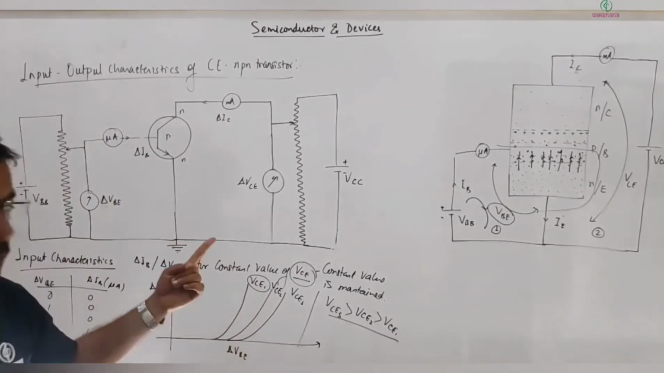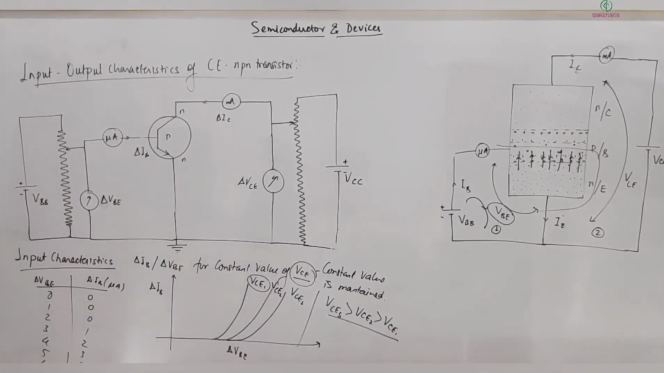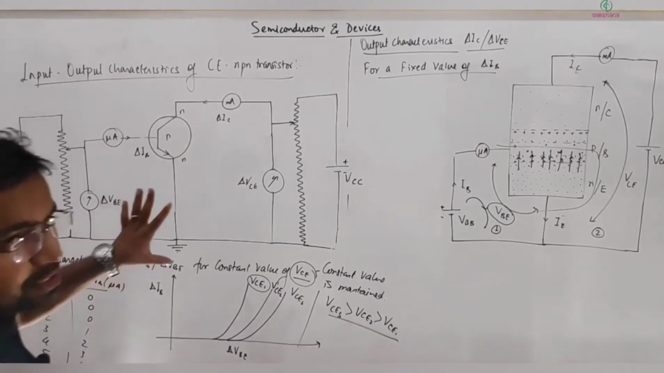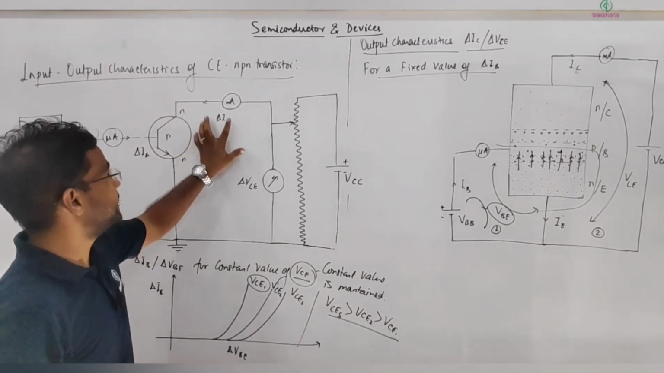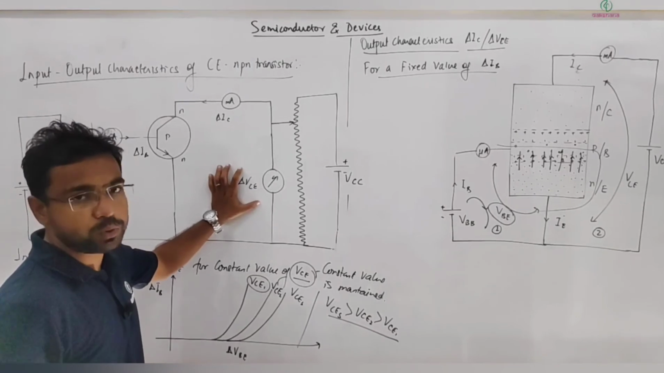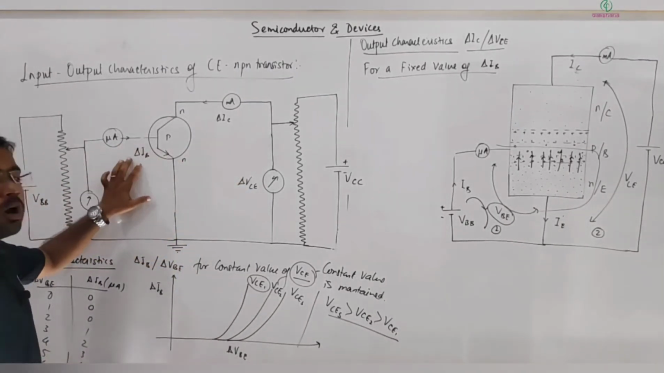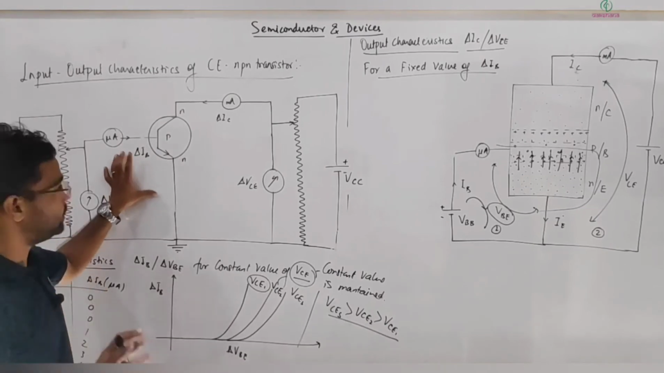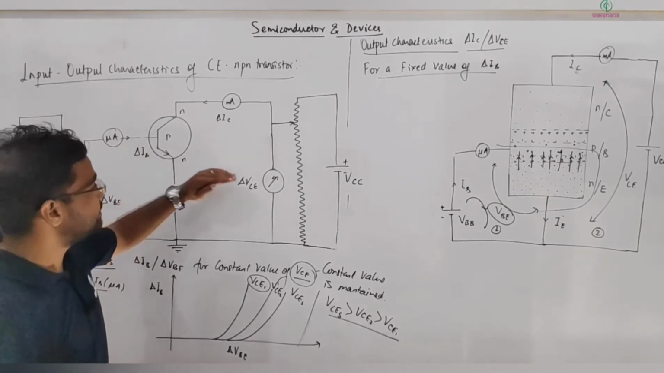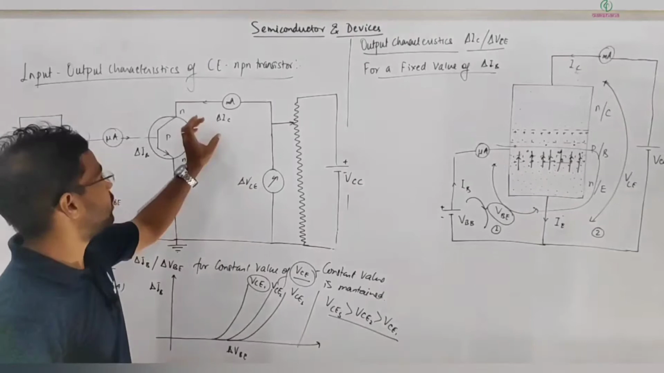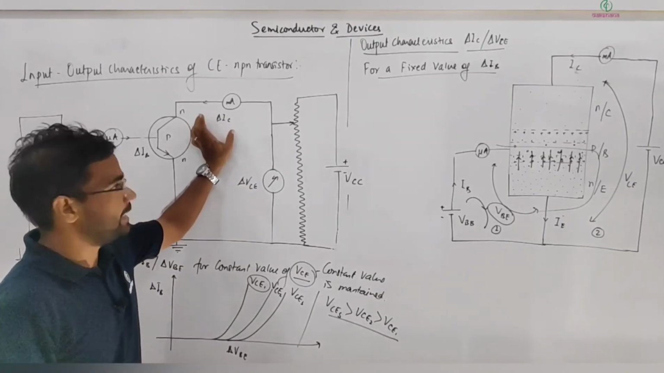Okay, let's talk about the next one, the output characteristic. The output characteristic of a transistor means the variation of this current with this voltage. For that, we will keep this value constant for one situation, and then we will vary this voltage and observe how the current we are getting varies.